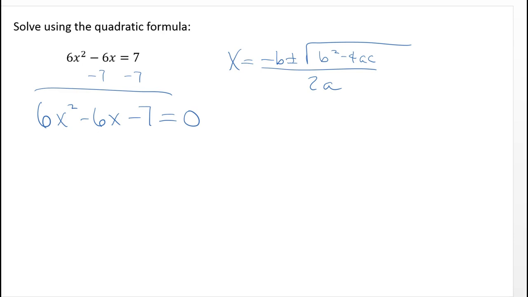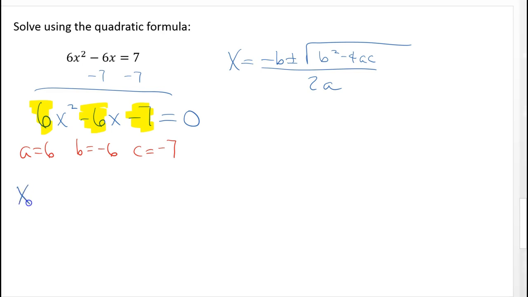Now, you need to recognize what is a, what is b, what is c, and that this is called standard form of a quadratic equation. Well, look, a is 6, b is negative 6, notice you take the sign with it, and c is negative 7. You will never, ever have variables in your a, b, and c. So again, a is 6, b is negative 6, c is negative 7. No variables. Now what do I do with that? I plug it directly into the quadratic formula.